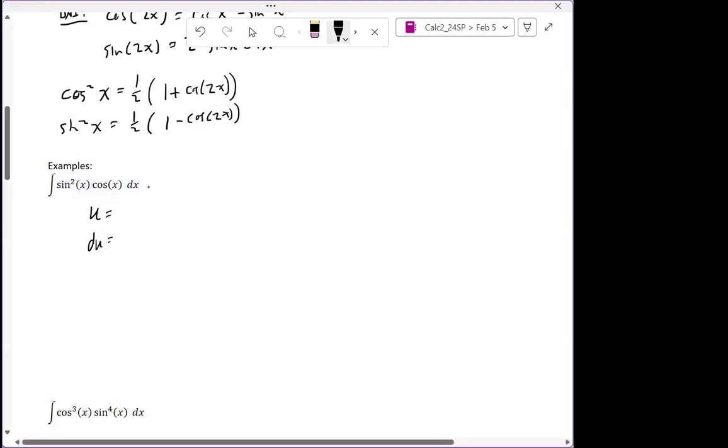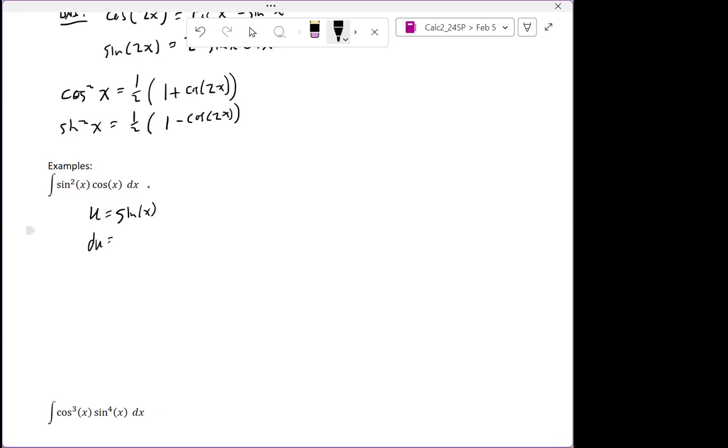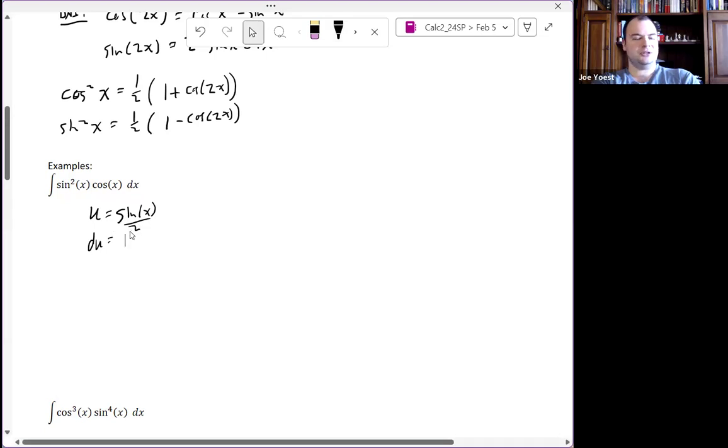Cos x into sin x can be written as sin 2x upon 2, maybe. I'm not sure if I caught all of that, but I think the idea was if you use u equals sine of x, then sine of x over 2. Yes. So a lot of times you can use a constant multiple. I would probably just start with sine of x, but if you use sine of x over 2, that probably could end up working out as well.